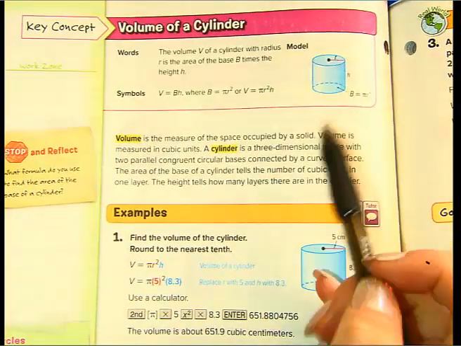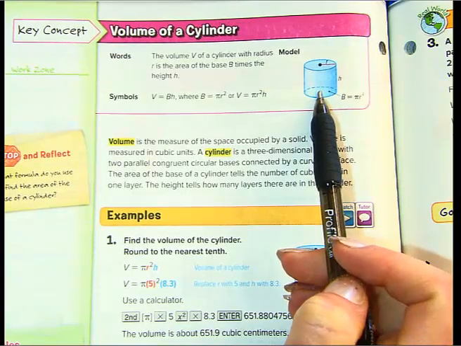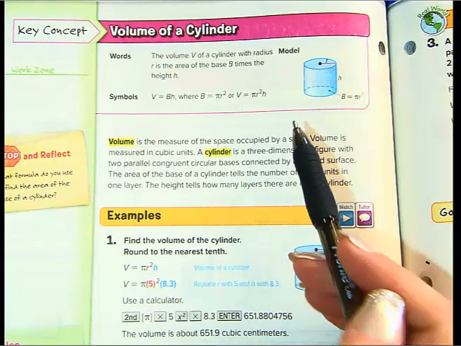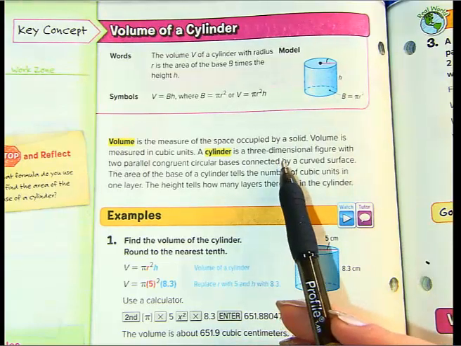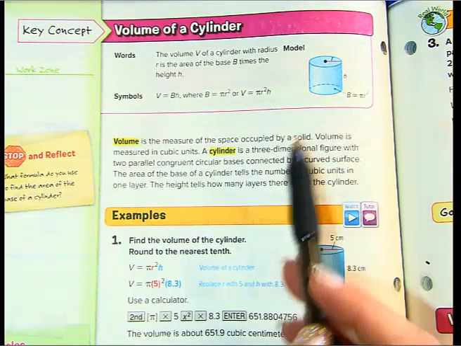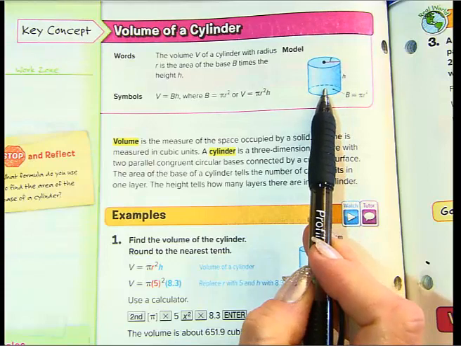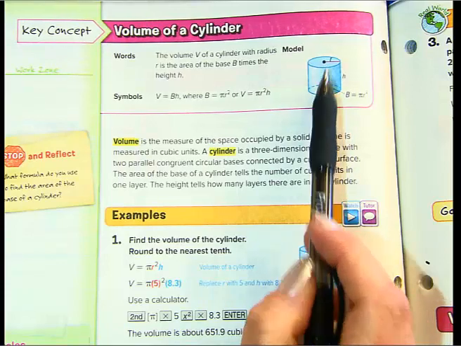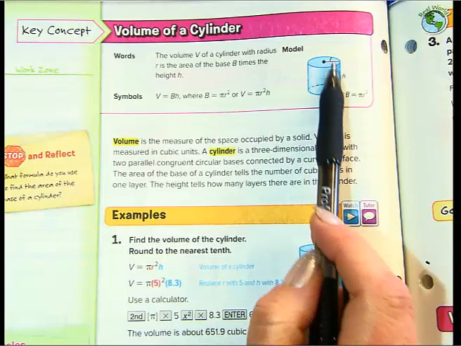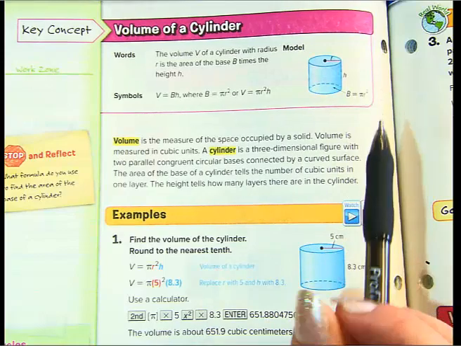Well, first of all, a cylinder is this shape right here. Any canned good, a Pringles can, things like that. Those are cylinders, okay? And a cylinder is a three-dimensional figure, which means that it has length, width, and height. And it has two parallel congruent circles. Now let's think about that for a minute. Parallel means that they run side by side, they don't ever touch. And congruent means that they're the same shape, same size. So on the top and bottom, they have the same shape and same size of circles, okay?